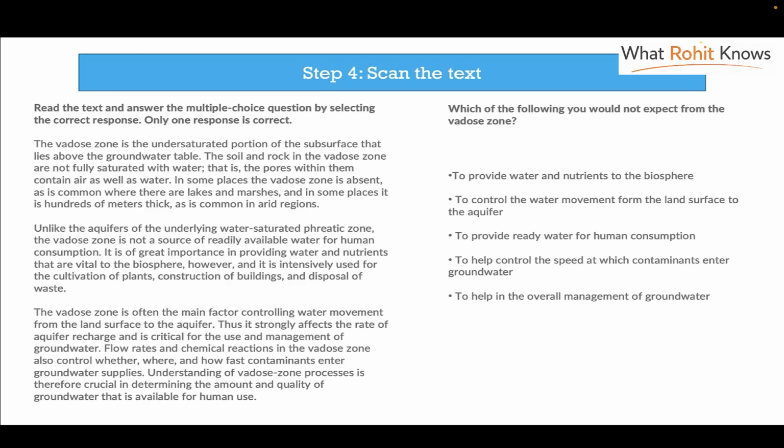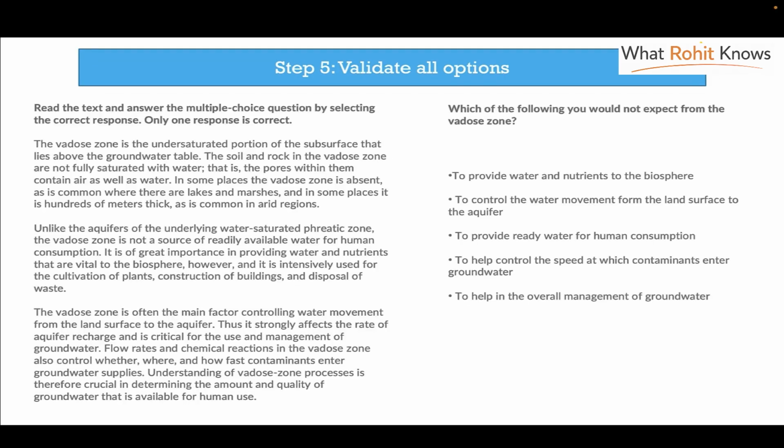All three paragraphs deal with the Vadose zone. So the next step is that you have to validate all the options. So you start with "to provide water and nutrients." Now when you start validating the options, again you have to go back and scan the text, see where water and nutrients are mentioned. Can you find that quickly?